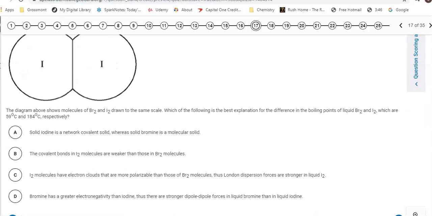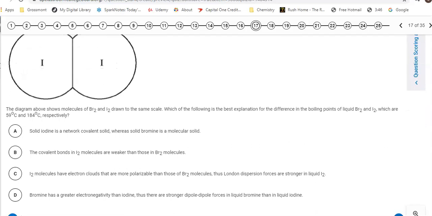So let's look at the explanations. Solid iodine is a network covalent solid? No, it's not. Covalent bonds in iodine molecules are weaker? That's not true. It has nothing to do with the covalent bonds. It has to do with intermolecular forces. I2 molecules have an electron cloud that is more polarizable than Br2. That is correct. Bromine has greater electronegativity? That has nothing to do with it.